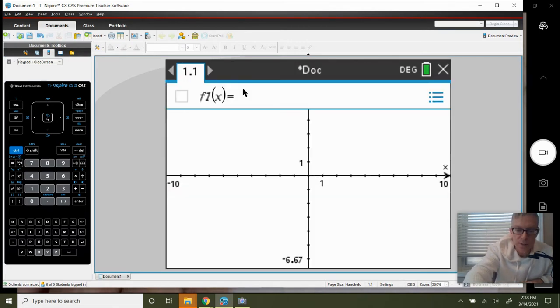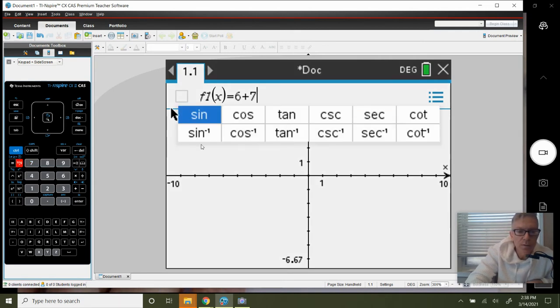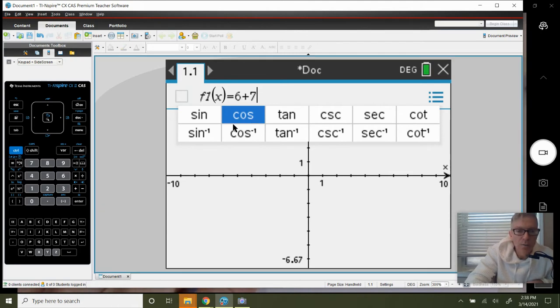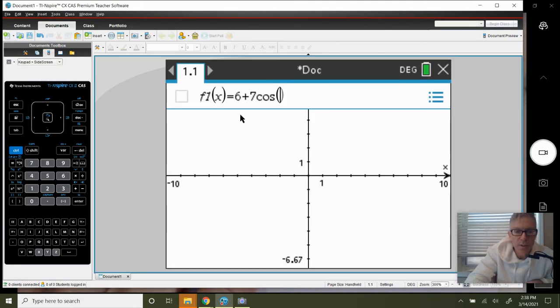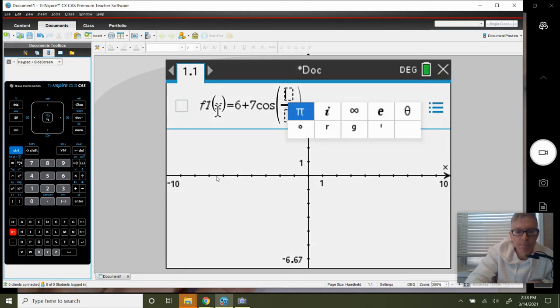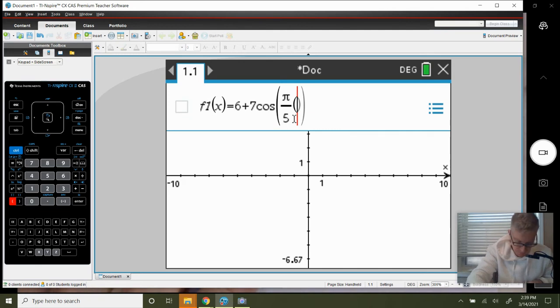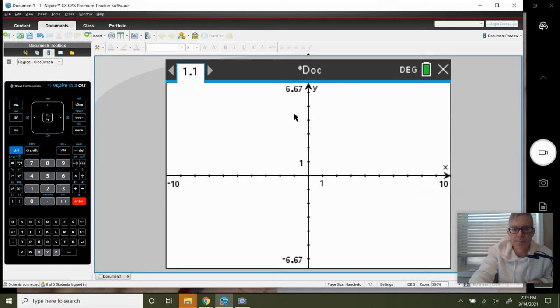And we're going to type in our equation, 6 plus 7 times cosine of, cosine, and then I'm going to do a control divide, pi over 5, times parenthesis, x minus 2. Enter. Okay.